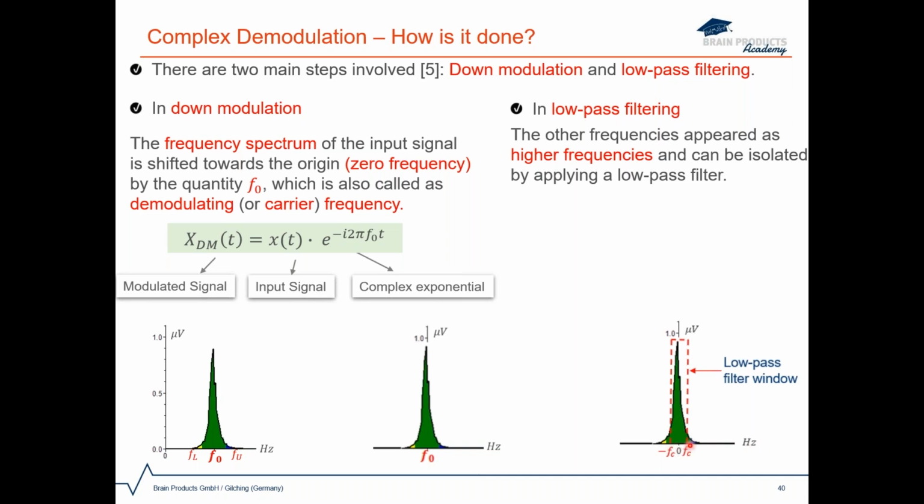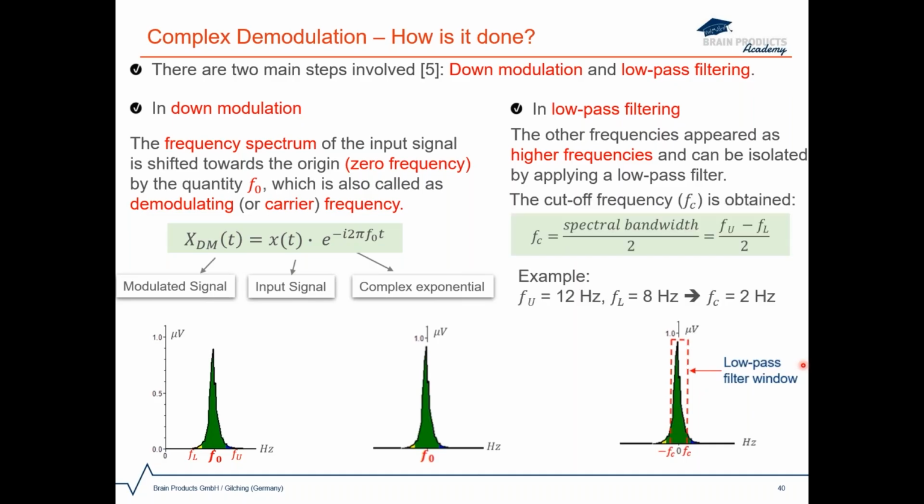Other frequencies appear in a higher range and can be isolated by applying a low-pass filter. The cutoff frequency is obtained by the following equation, which is half of the spectral bandwidth. For example, if the upper frequency border is 12 Hz and the lower frequency border is 8 Hz, the cutoff frequency will be 2 Hz.